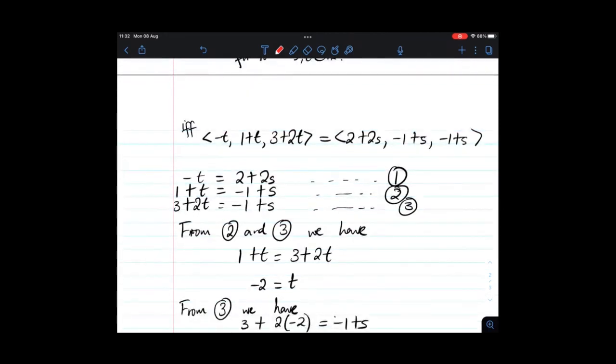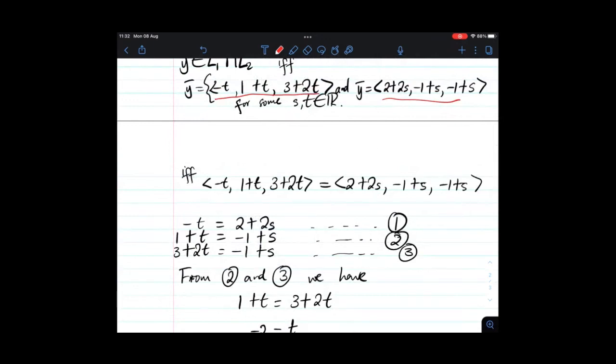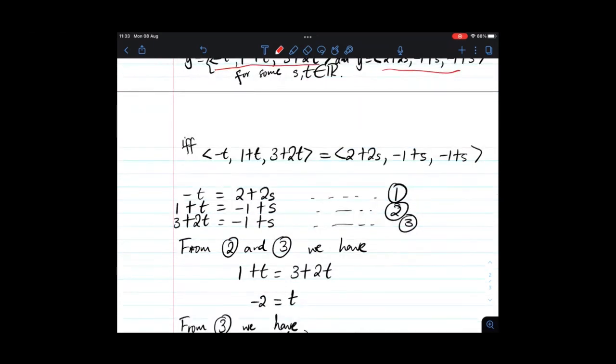So here you can use whatever strategy you're comfortable with. Here, I observed that equation 2 and equation 3 have the same right-hand side. So I exploited that and said, well, if that is the case, then 1 plus t should be equal to 3 plus 2t, right? It means that from 2 and 3, that becomes obvious. And then from there, we can find t by simplifying that, and we see that t is equal to minus 2.